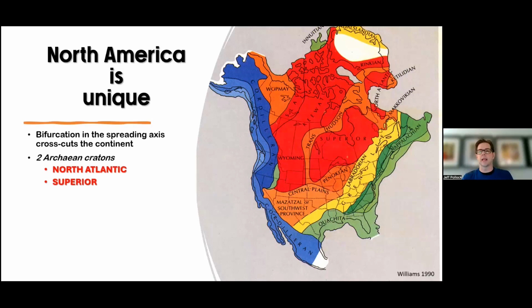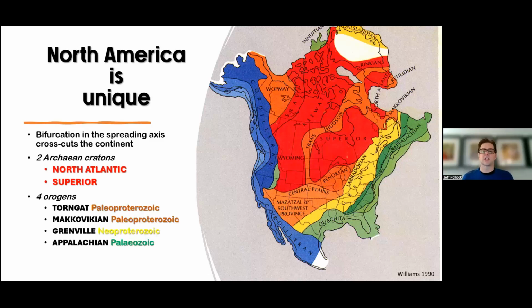the North Atlantic spreading axis bifurcates at a triple junction, separates Greenland from the rest of Canada, and creates this nice cross-section into the continent where we have two Archean cratons, the North Atlantic and the Superior, and then successive orogens, at least four, that kind of build out from that. The Torngat and Makkovikian in the Proterozoic, the Mesoproterozoic, Neoproterozoic Grenville, then the Appalachian orogen on the edge, and then all of these are surrounded by the Atlantic Mesozoic, the modern margin. And this sort of orientation we don't see anywhere else really on Earth.